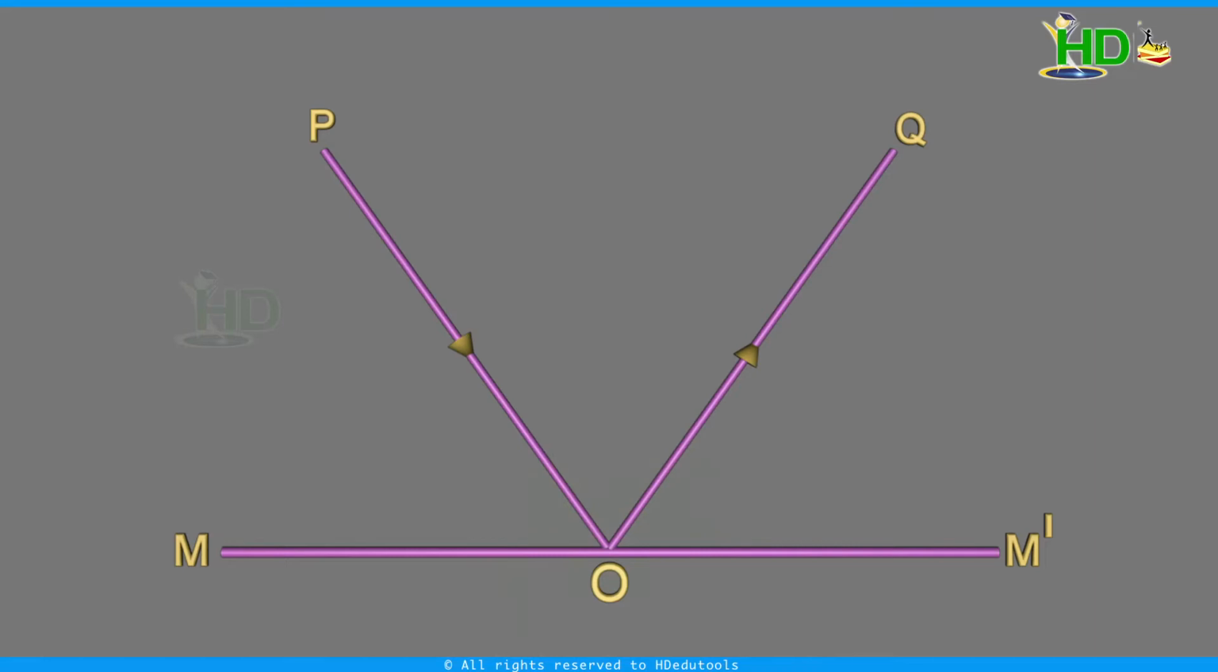At the point where light is incident on the surface, a normal is drawn, and with respect to this normal, the direction of the incident ray and reflected ray is defined. In this case, this is the normal, this is the incident ray. The angle between the incident ray and normal is called the angle of incidence. The angle between the reflected ray and normal is called the angle of reflection.